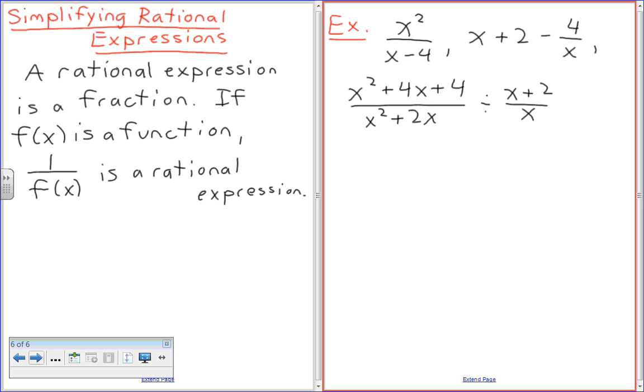Those are all separate. So those are 3 different examples. So these are 3 different things that are rational expressions, okay? So number 1 is x squared over x minus 4. Number 2 is x plus 2 minus 4 over x. And number 3 is x squared plus 4x plus 4 all over x squared plus 2x divided by x plus 2 divided by x. Easy for me to say.